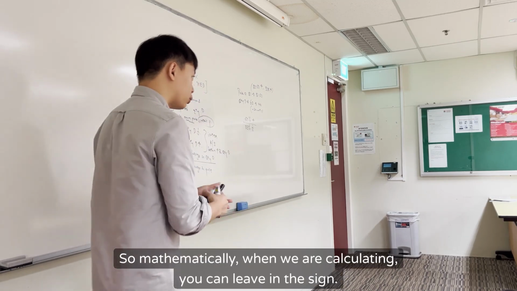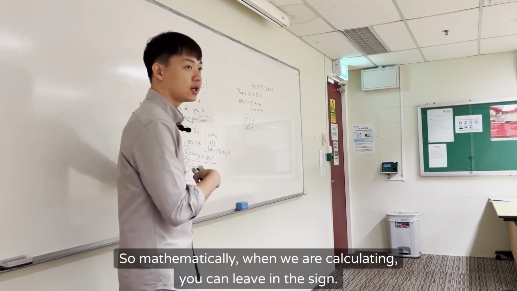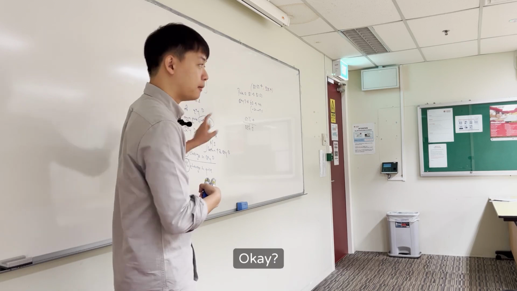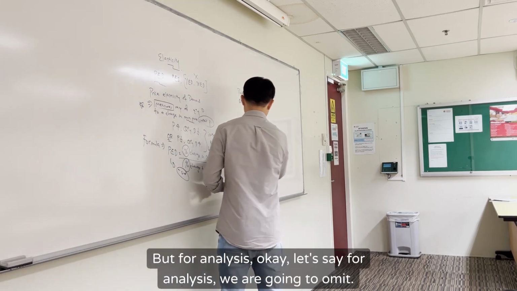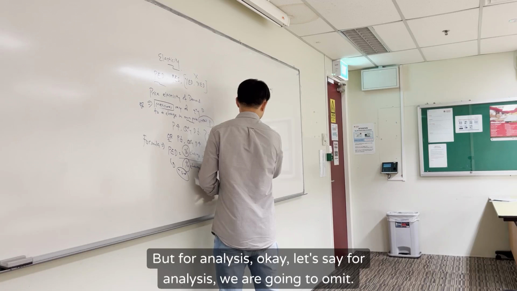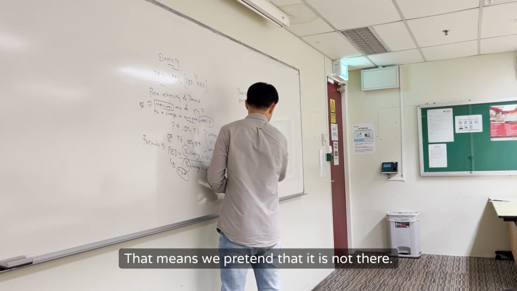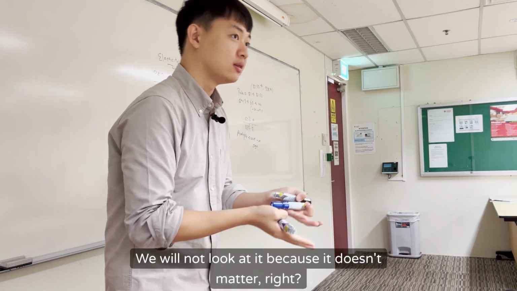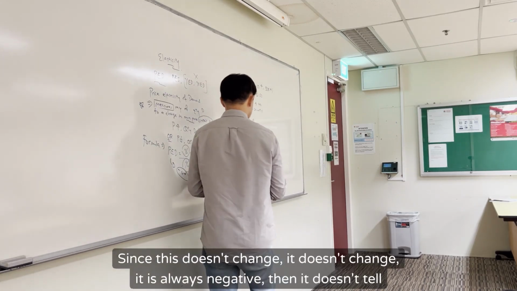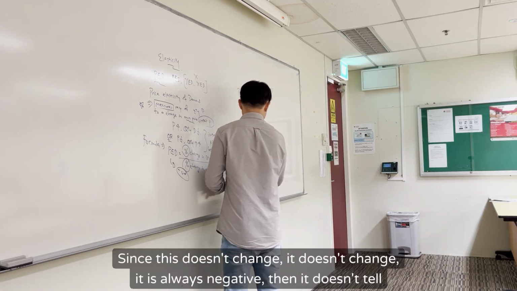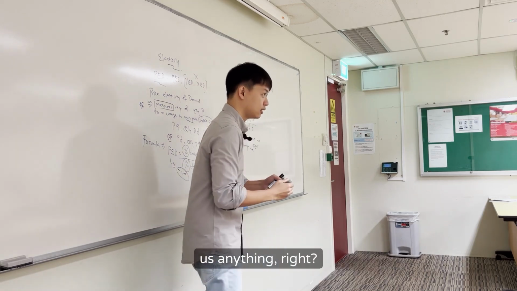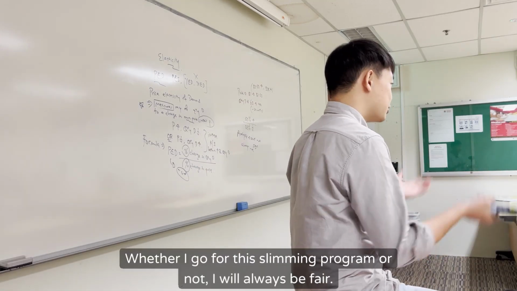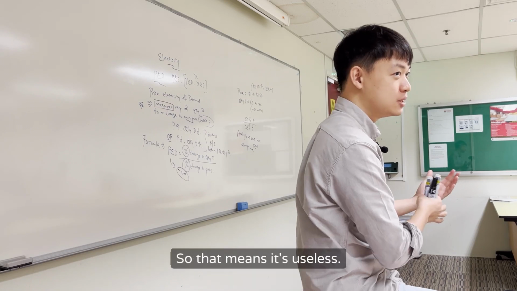Mathematically, when we are calculating, you can leave in the sign, because technically, when you calculate, it will end up with a negative sign. But for analysis, we are going to omit the negative sign. That means we pretend that it is not there. We will not look at it because it doesn't matter. Since it doesn't change, it is always negative, it doesn't tell us anything. Whether I go for this slimming program or not, I will always be fat. That means the slimming program doesn't work for me, so it's useless.